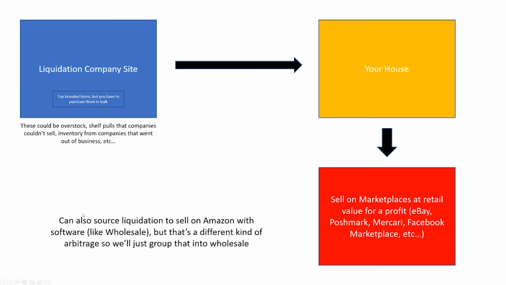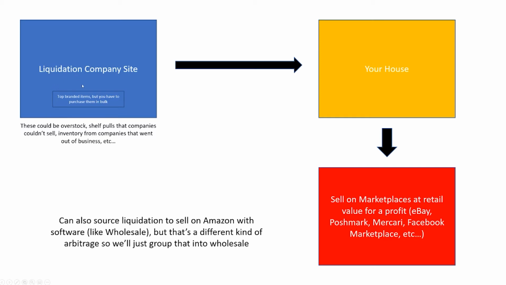Okay. Now, for example, you can also source liquidation to sell on Amazon with software, a little bit like wholesale, but that's kind of a different way to approach liquidation. And that's also something that I teach and that we cover in Resale University. But just for the sake of keeping things simple, I'll just outline the liquidation to the same marketplaces that you sell on cashback and coupon with as well, okay?